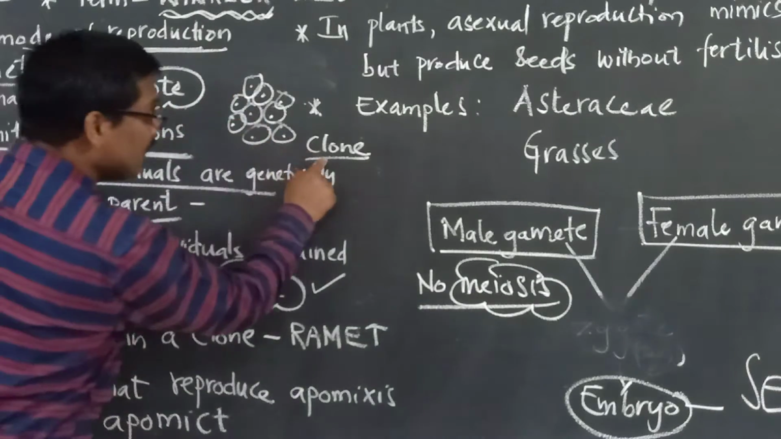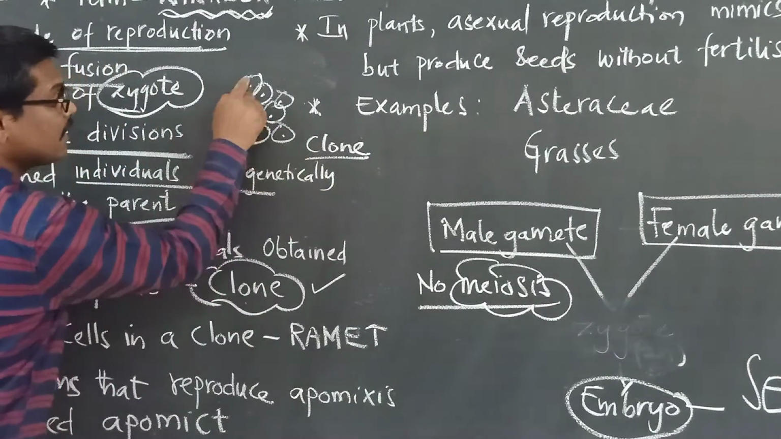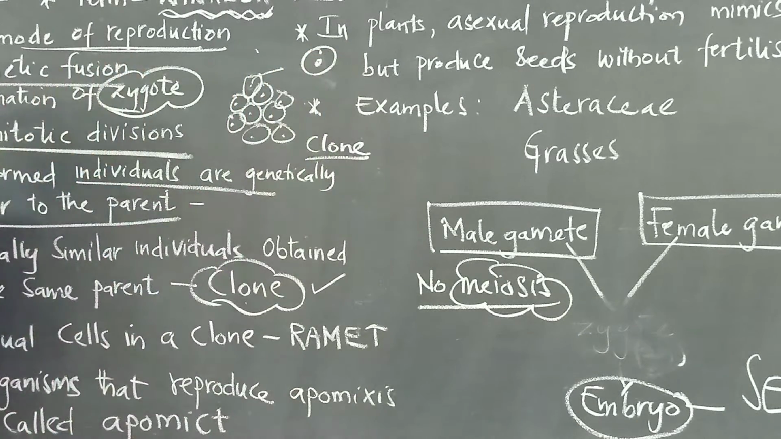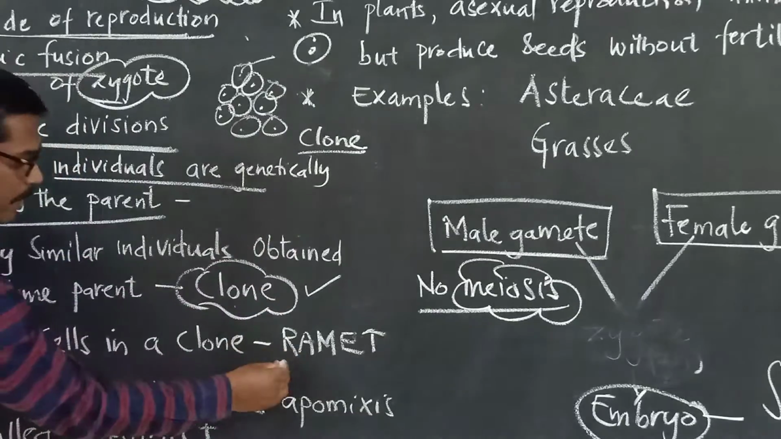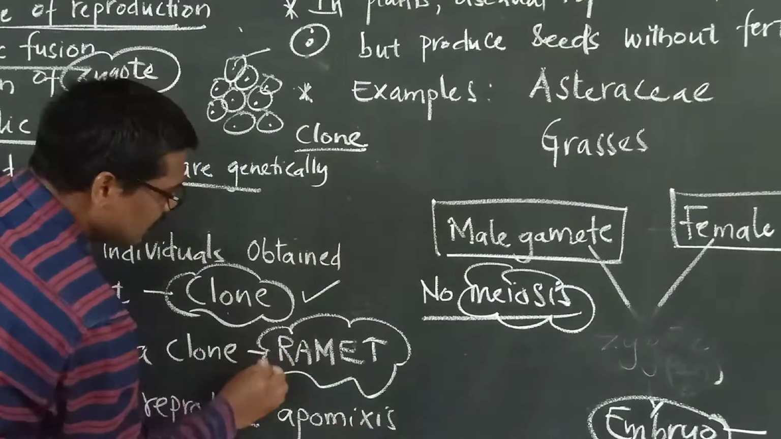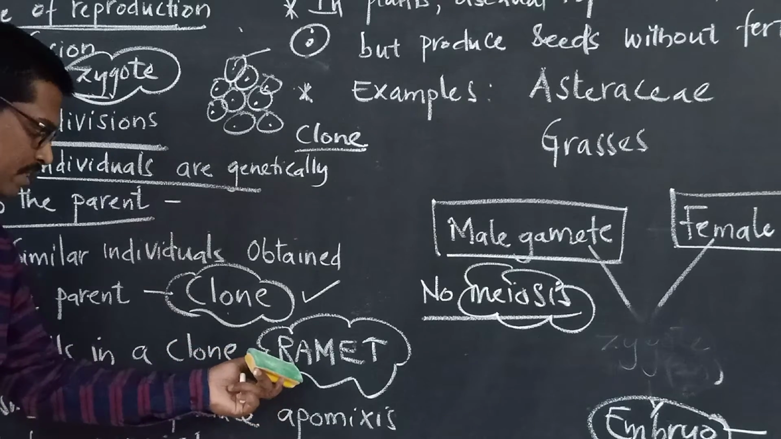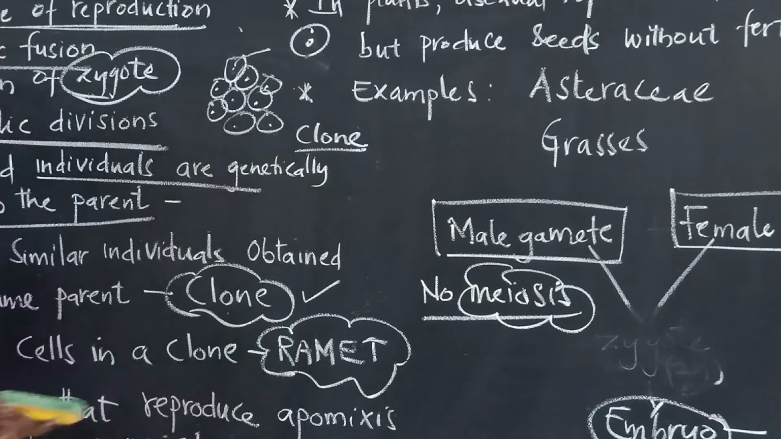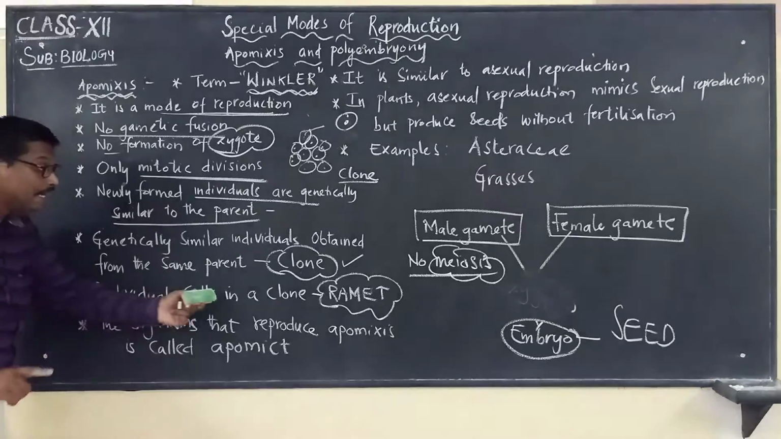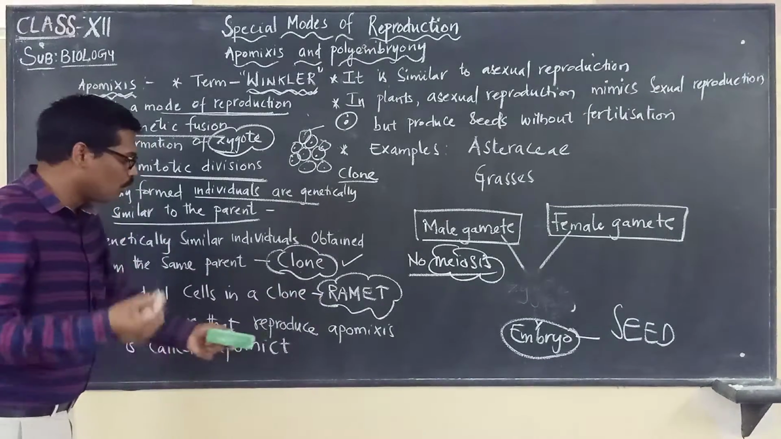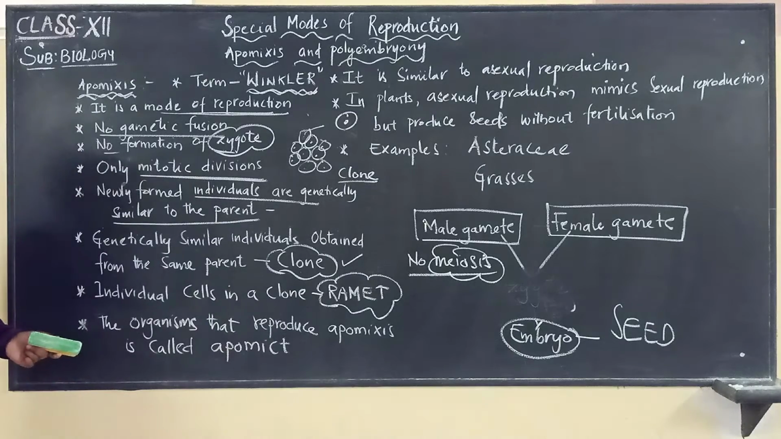And each cell in the clone, one individual cell we are taking up. If this is one individual cell, that individual cell will be called what? Ramete. It is called the ramete, which is a very important term you have to keep in mind. So individual cells in a clone are called what? Ramete. Individual cells in a clone are called ramete.